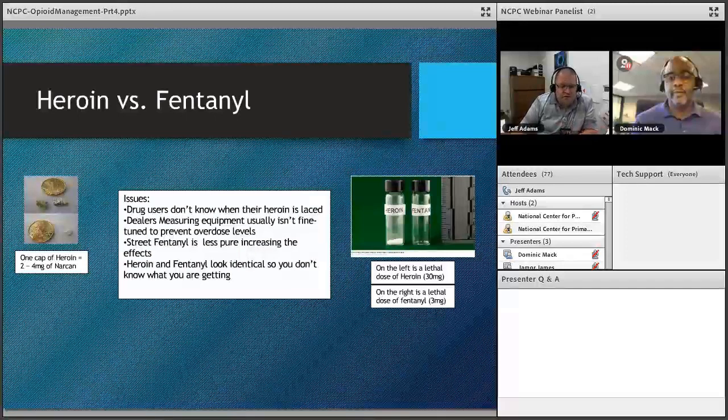The street fentanyl is less pure than what you're seeing here. I think Dr. Mack referred to that as well. And the heroin and fentanyl look identical. So a lot of times the user has no idea what they're getting.